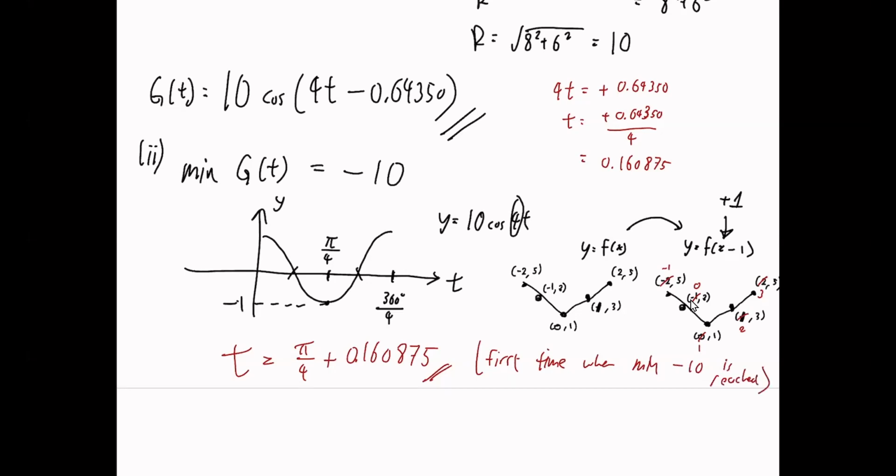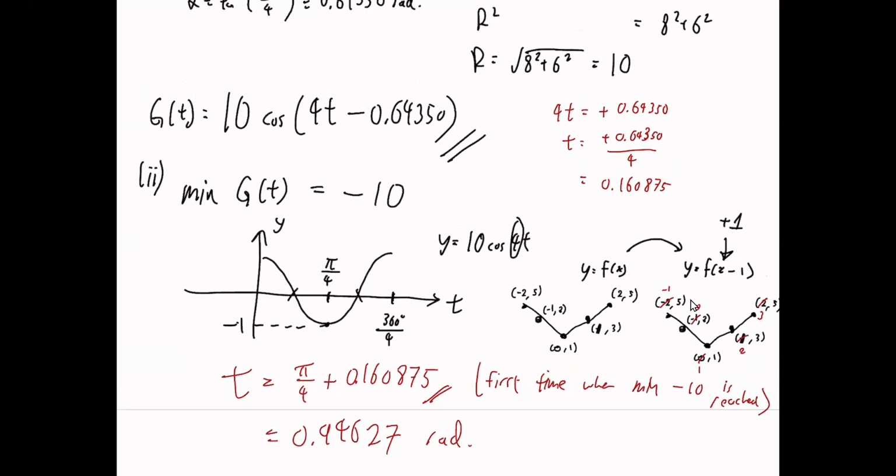Are you convinced? Okay, let's just calculate the numerical value of this guy. So plus pi over 4, I end up with 0.94627 radians. Is that okay? Okay. Now, have you recorded this down, 0.94627? Have you recorded down the question?